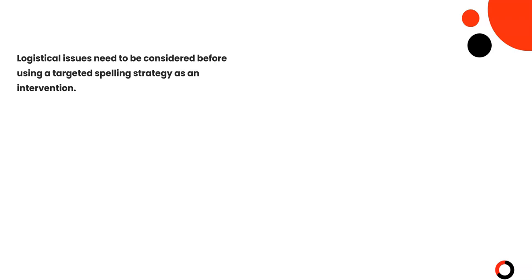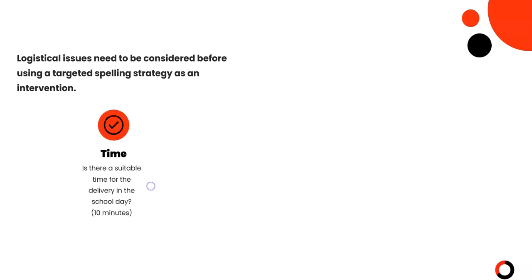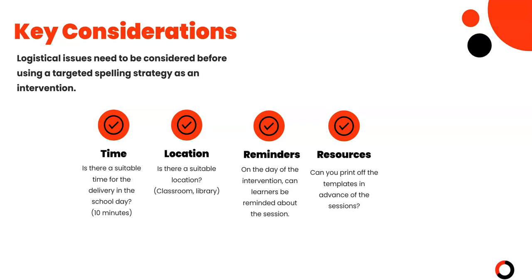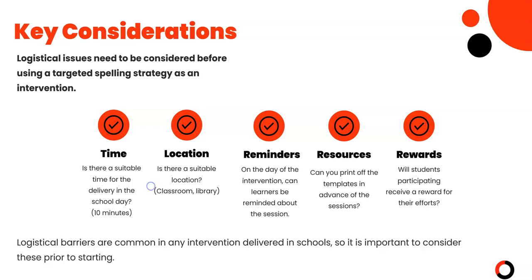Finally, logistical issues need to be considered before using a targeted spelling strategy as an intervention. So is there a suitable time for the delivery of this in the school day? Is there a suitable location, such as a library or classroom? Will you have reminders on the day to remind the students? Can you print off the resources in advance of the sessions if these are required? And will you link this to rewards? So logistical barriers are common in any intervention that's delivered in schools, so it's just important to consider these prior to starting.